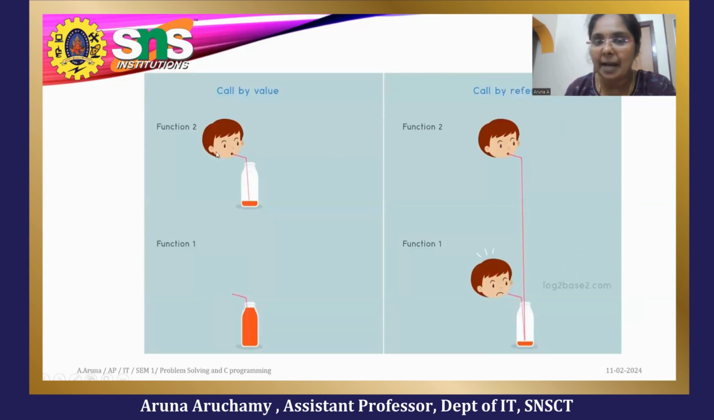I have showcased one example. See here, this is my function. So function 1, function 2, here also function 1, function 2. Function 1 will generate a duplicate of this and transfer it to function 2. If this particular person drinks the juice, it will never affect over here, because only this copy was transferred over there. But in call by reference, it can be shared with the other person. If he makes any changes now, definitely it will be affected over here. So this is the best example of the difference between call by value and call by reference.